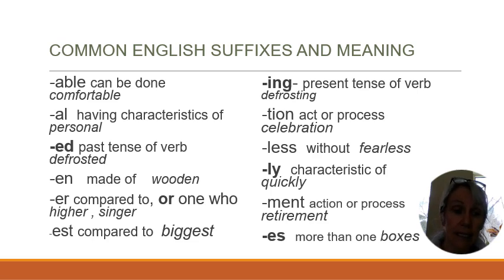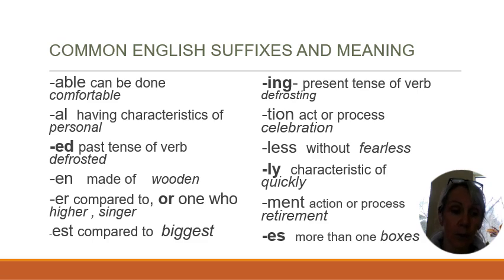Ed. Ed is the past tense of a verb. So we're using ed when we have verbs. We used it in defrosted. We had frost as our word root, de as our prefix, and ed as our suffix. The next one is en, and that means made of. Wooden. The word root is wood, and we've attached en to it.